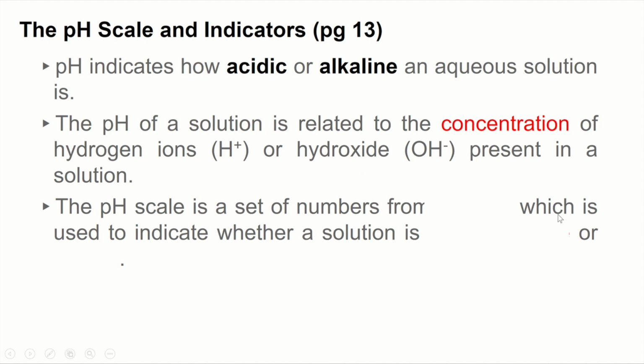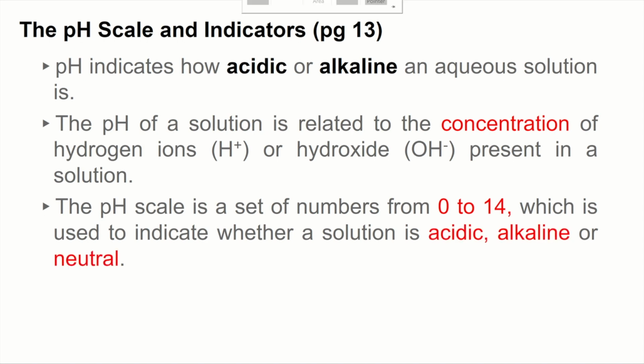The pH scale is a set of numbers. It ranges from 0 to 14. It tells you whether a solution is acidic, alkali, or neutral. It's just a scale to tell you whether something is acidic, neutral, or alkali.